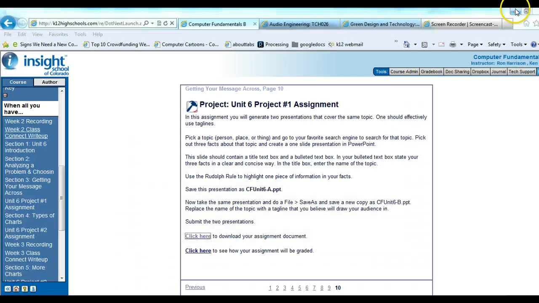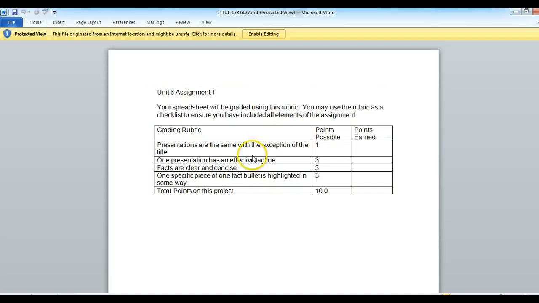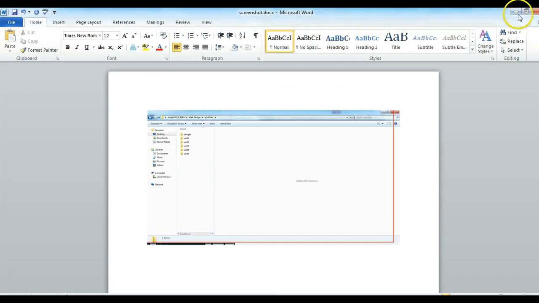Now you can also see how it'd be graded. But that's essentially the same information that we just looked at. So make sure you always look at these, how you're going to be graded, before you submit the work.